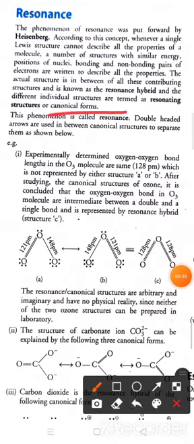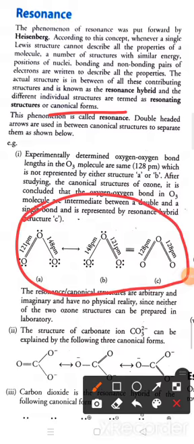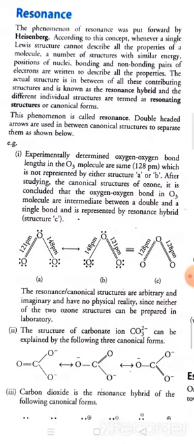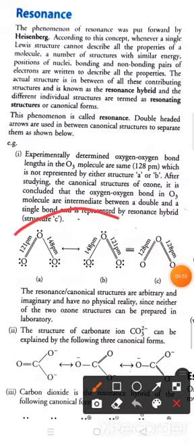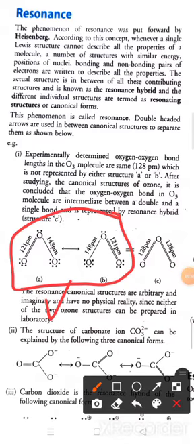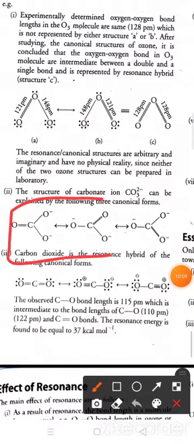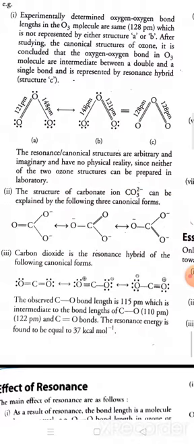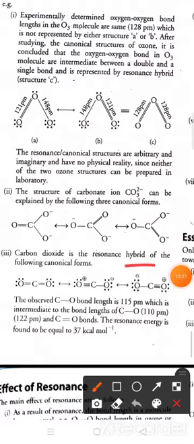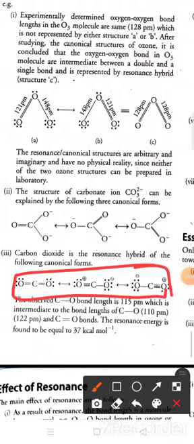These are called the canonical structures. You can see this example: there are two canonical structures of the O3 molecule, and this is the resonance hybrid. Next is the carbonate ion. You can see these are the canonical structures. Three canonical structures are possible for carbonate.